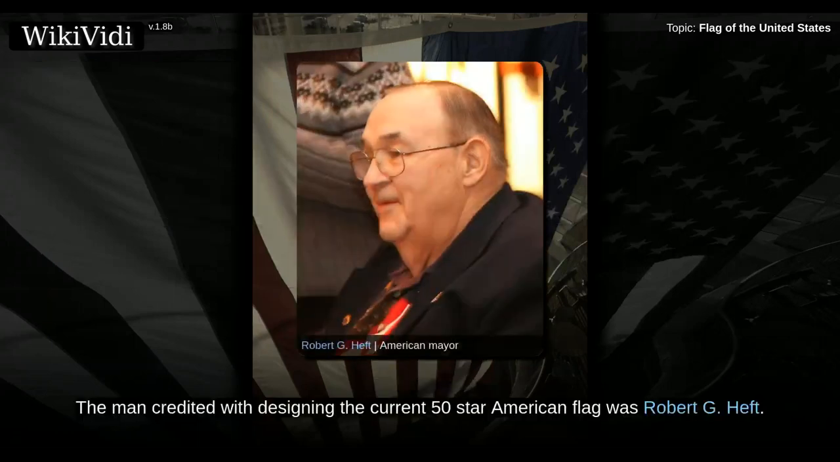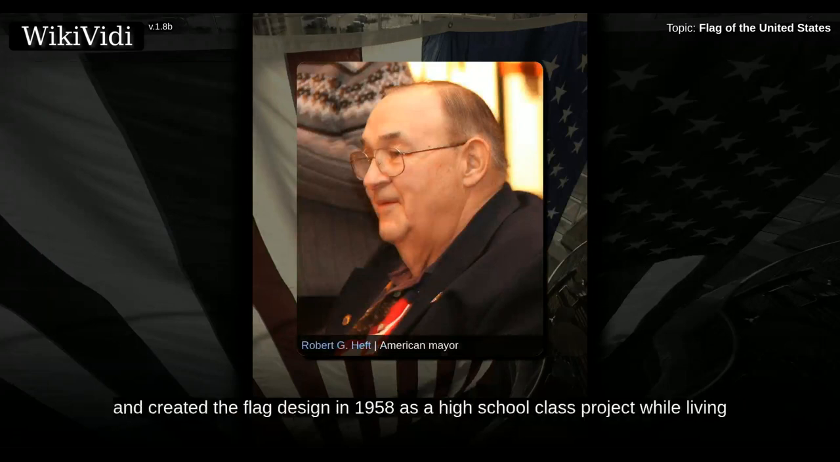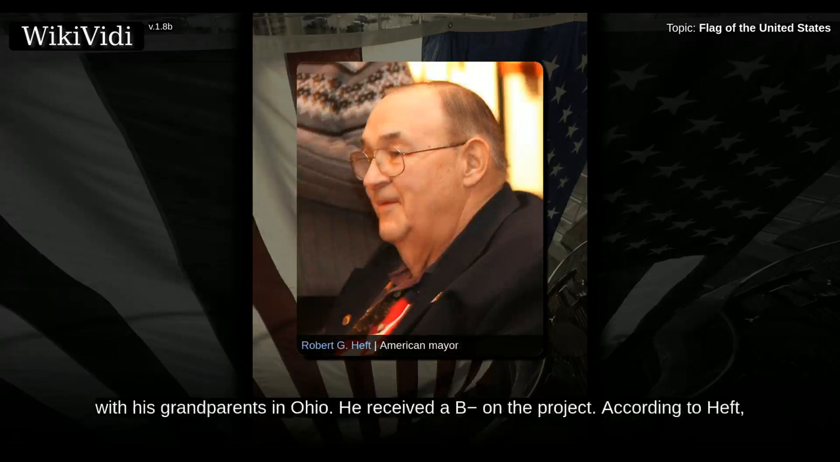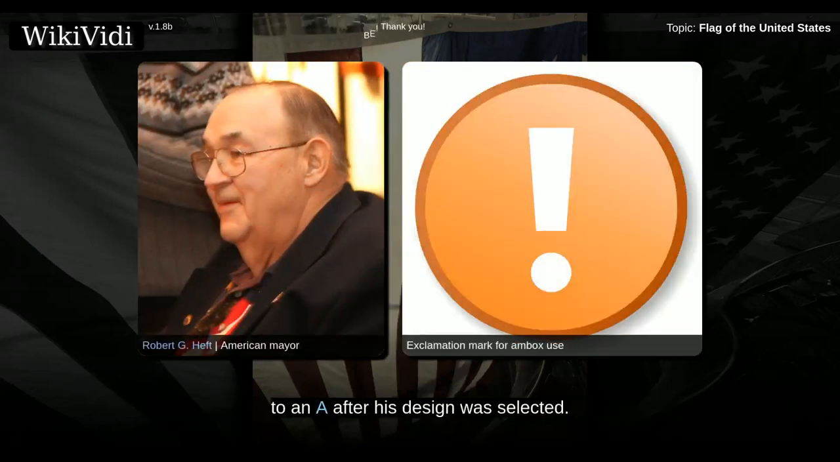The man credited with designing the current 50-star American flag was Robert G. Heft. He was 17 years old at the time, and created the flag design in 1958 as a high school class project while living with his grandparents in Ohio. He received a B- on the project. According to Heft, his history teacher honored their agreement to change his grade to an A after his design was selected.